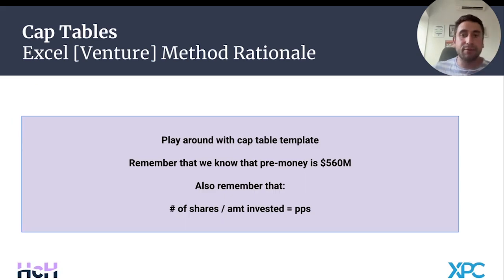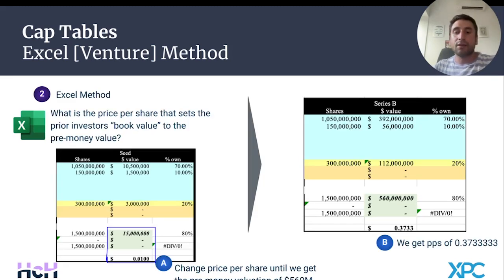So we put it on the cap table template. We know the pre-money is $560 million. We basically just change this 0.01 until we get the prior investor shares worth $560 million. There's a few ways of doing this. You can literally just guess and check. You can use Goal Seek on Excel. You can use the formula we covered before. Manipulating the price per share formula is useful here.